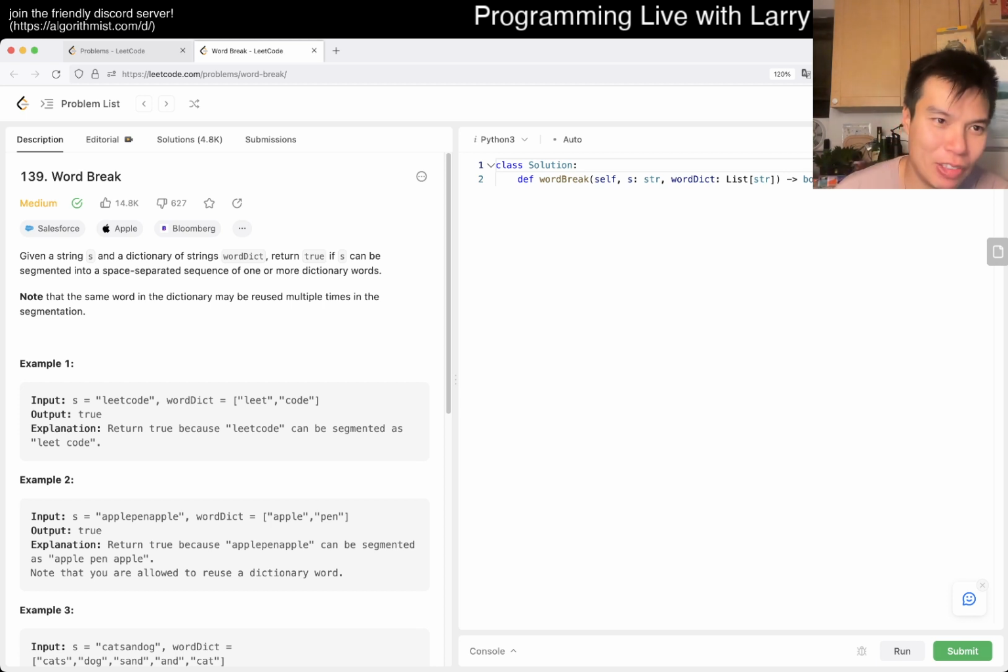Today's problem is 139, Word Break. Let's take a look and see what's up. Given a string S and a dictionary of strings, word dict, return true if S can be segmented into a space-separated sequence of one or more dictionary words. Note that the same word can be used more than once.